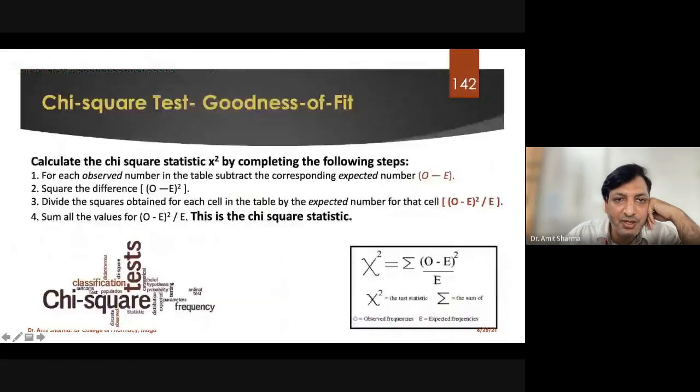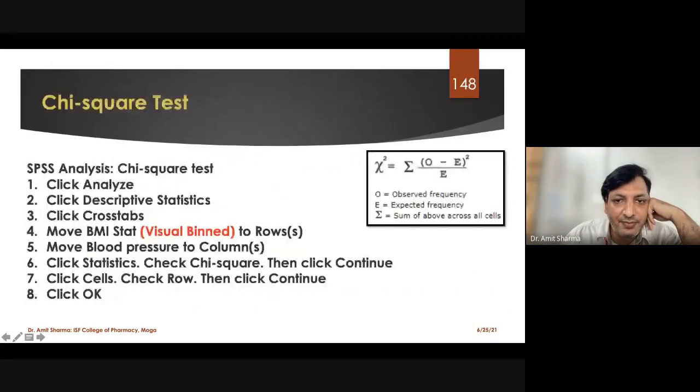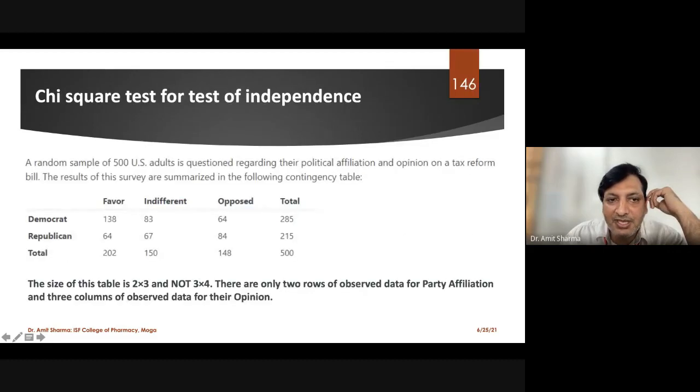Here you can see that the expected frequency, we have calculated E by taking the average of the observed. Clear? In the same way, we will calculate the FE, called expected frequency, which will be equivalent to Pn. Now, what is that P? P is the proportion from the null hypothesis, and n is the sample size. So, how much is the sample size? Sample size is 500. Clear?